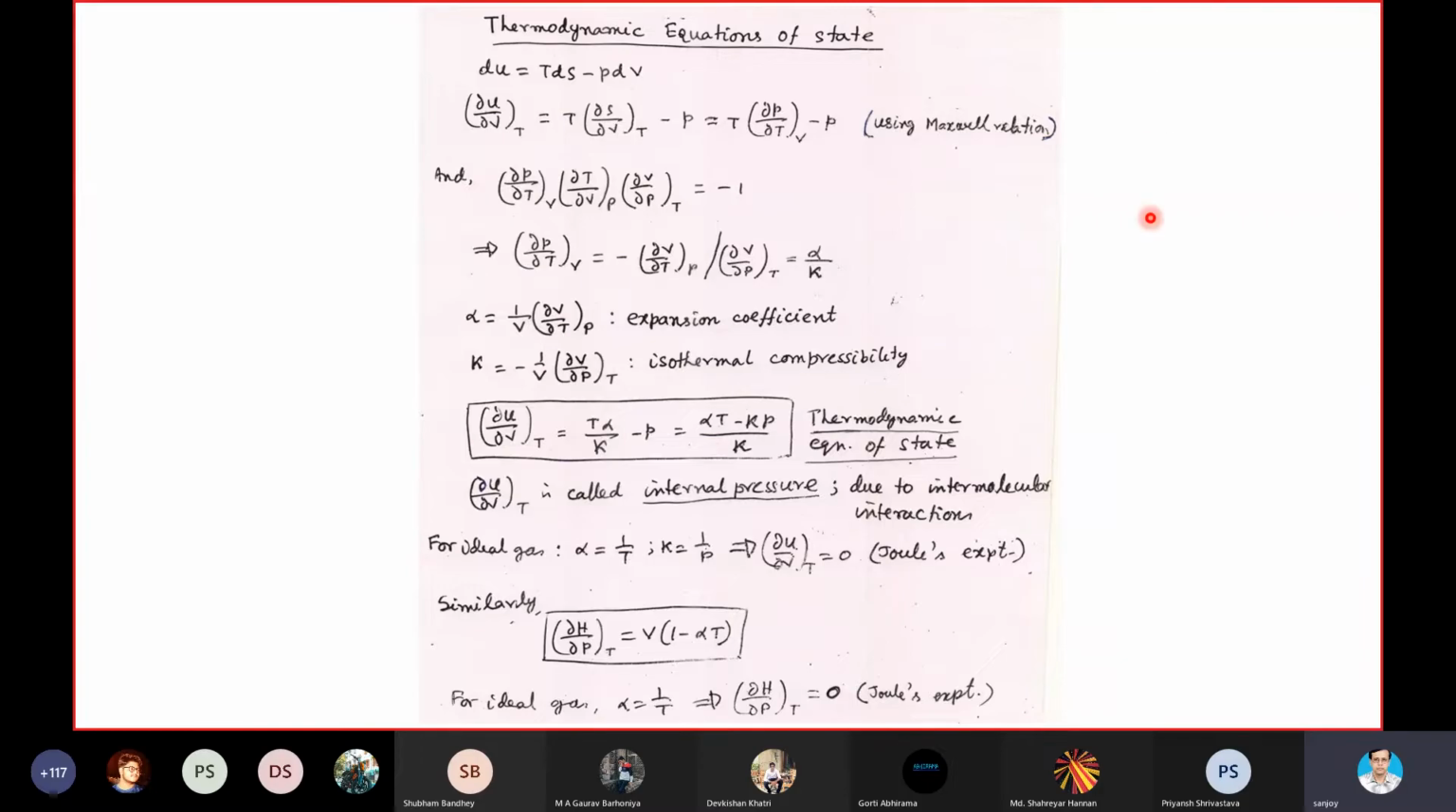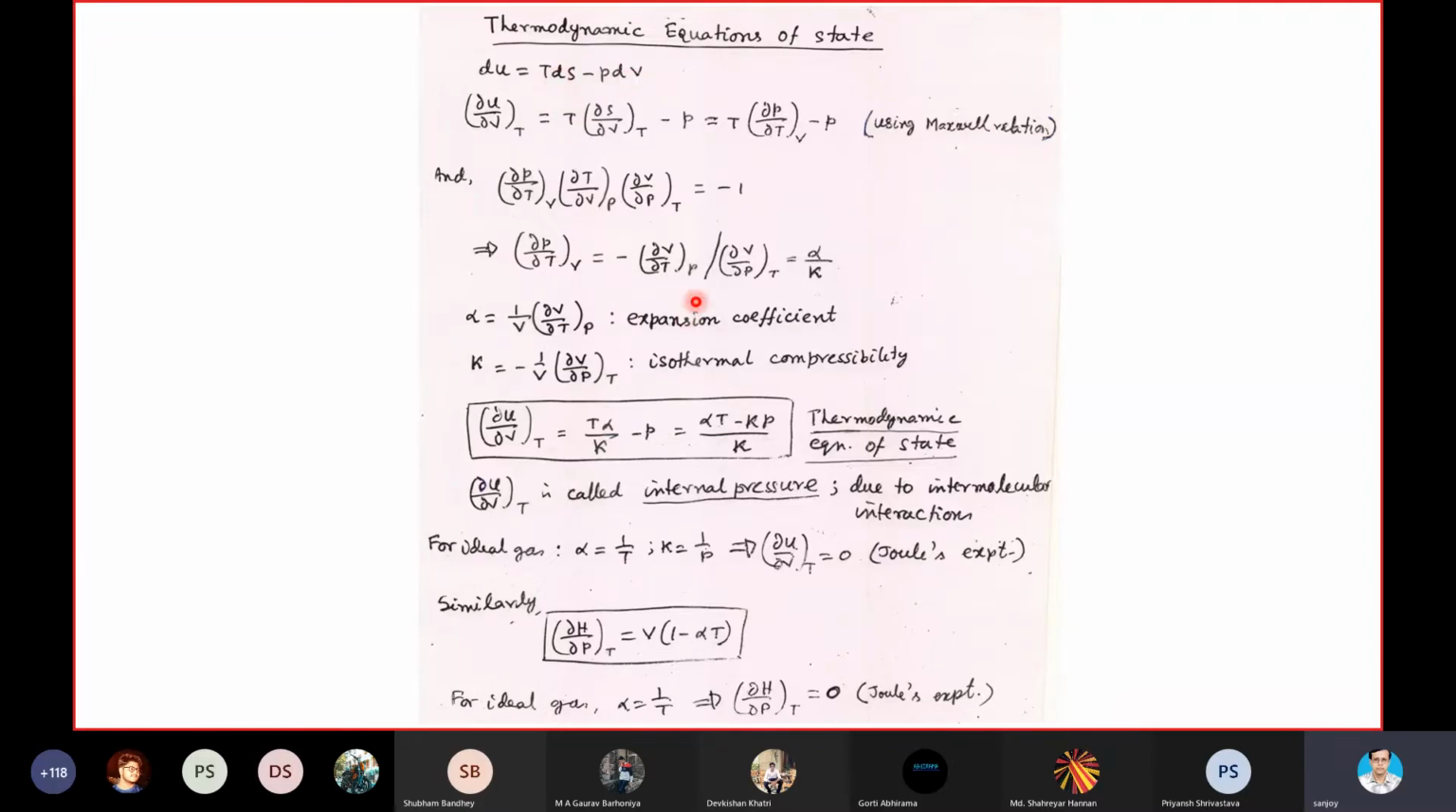Now let us start with this. We are going to derive an equation called the thermodynamic equation of state. Now we start from this fundamental equation concerning the internal energy change. So dU equals TdS minus PdV.